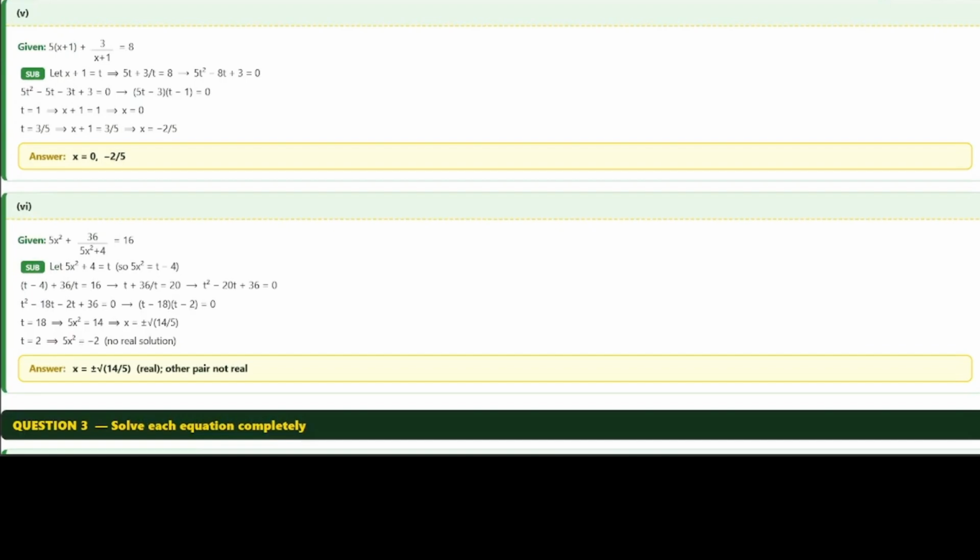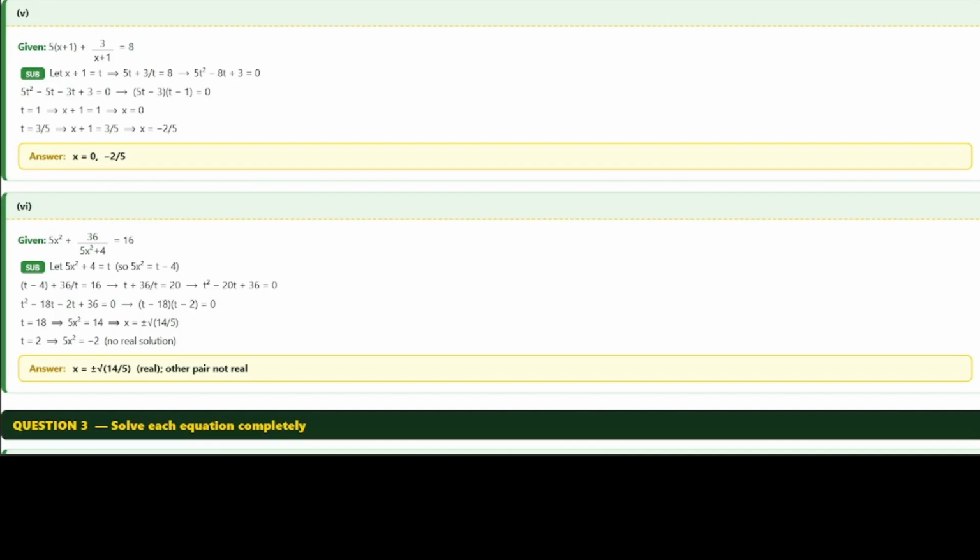Now for the fifth part, here we have 5 into (x plus 1) plus 3 over (x plus 1) is equal to 8. We can take x plus 1 and let it be equal to variable t. 5t plus 3 over t is equal to 8. 5t square minus 8t plus 3 is equal to 0. So now we have this quadratic equation. 5 into 3, that's 15. So we're going to find the factors of 15. Simply that's minus 5 and minus 3t. Okay, so (5t minus 3) into (t minus 1).